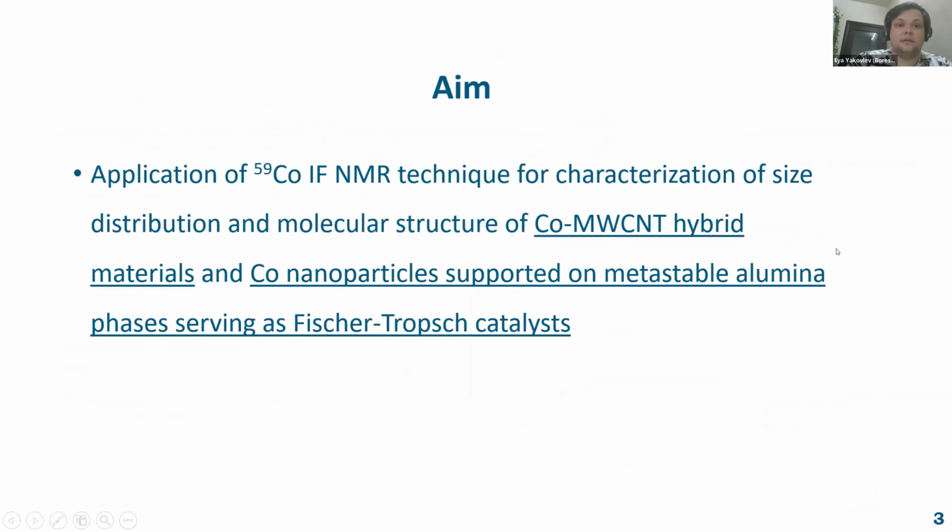So the main aim of our work was to apply internal field NMR on cobalt-59 nuclei for characterization of size, distribution, and molecular structure of, in this case, hybrid materials composed of cobalt nanoparticles embedded inside multi-wall carbon nanotubes, and for studying Fischer-Tropsch catalysts of cobalt represented by cobalt nanoparticles supported on metastable alumina phases.